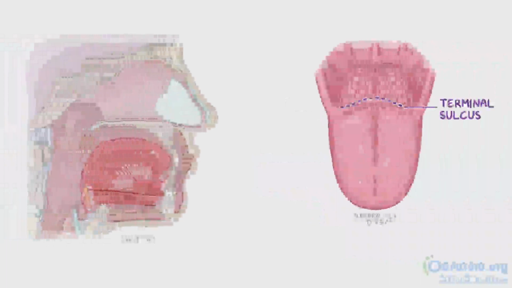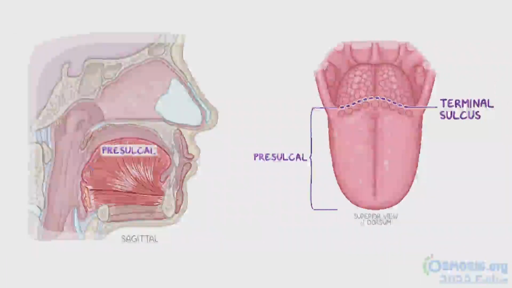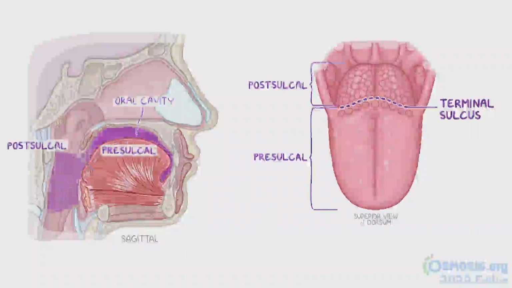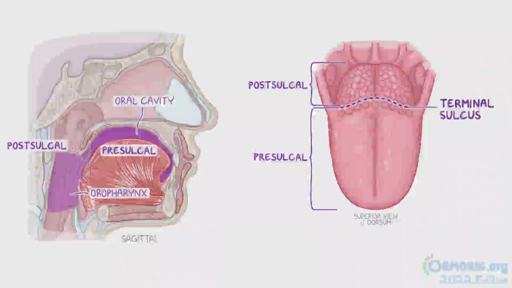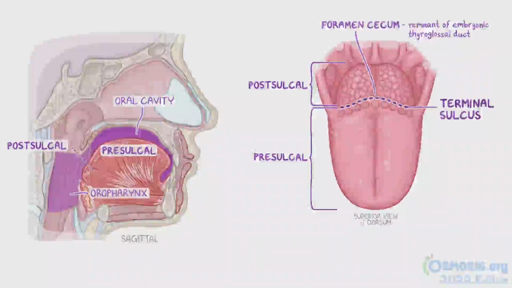The dorsum of the tongue is characterized by a V-shaped groove called the terminal sulcus. The sulcus divides the top of the tongue transversely into a presulcal anterior part in the oral cavity and a postsulcal posterior part situated in the oropharynx. The V's tip points posteriorly to something called the foramen cecum, which represents the remnant of part of the embryonic thyroglossal duct, from which the thyroid gland developed.